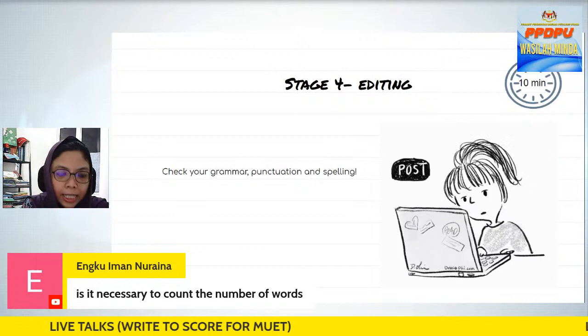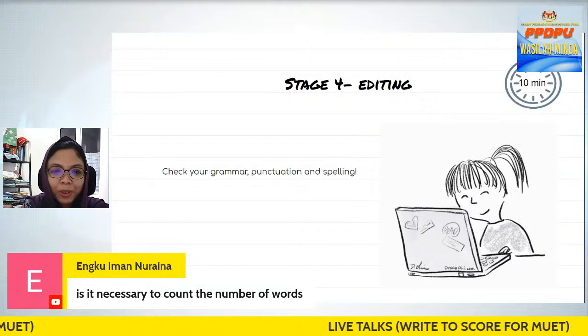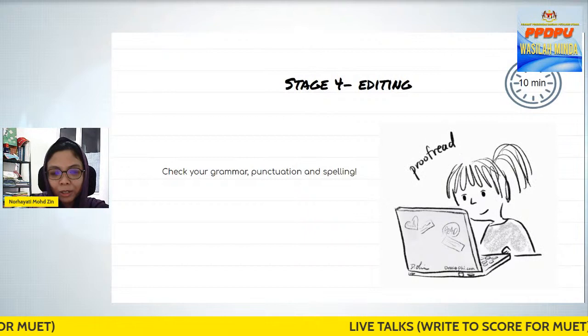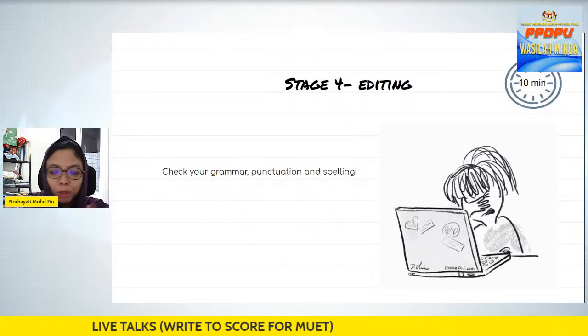Is it necessary to count the number of words? Okay. Well, the readers can kind of estimate how many words you are writing. If the handwriting is very small, even if you write too long and you put spacing, we can actually guess how many words.